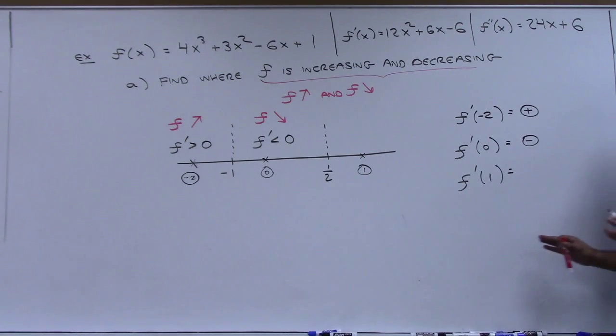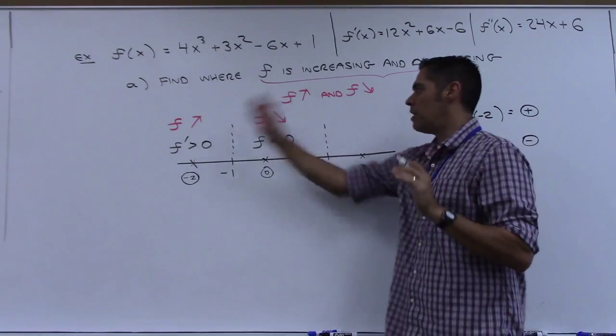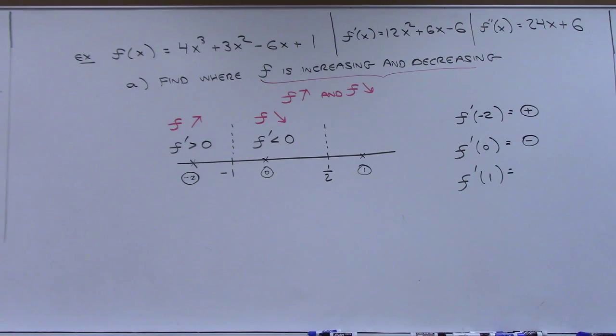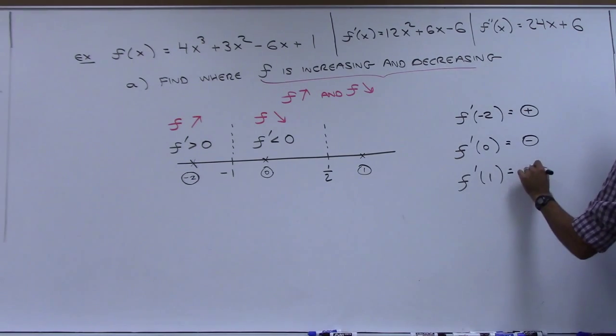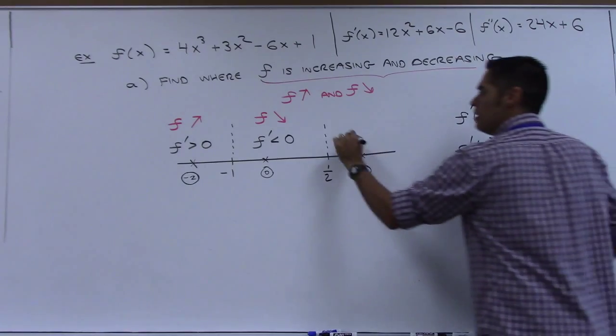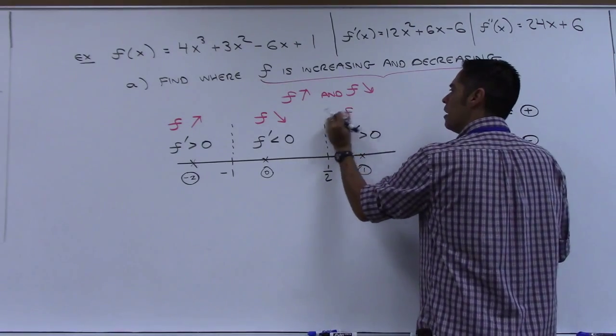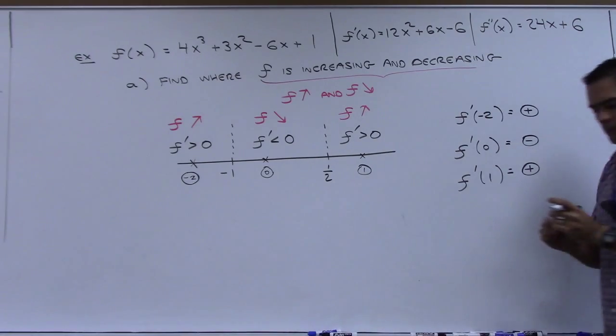And do not count on it to switch, okay? Don't be like, oh, once I find the first one, it's always going to switch. You have to check each one. Okay, f prime of 1, positive. And so my derivative is positive here, means my original function is going up here, isn't it?